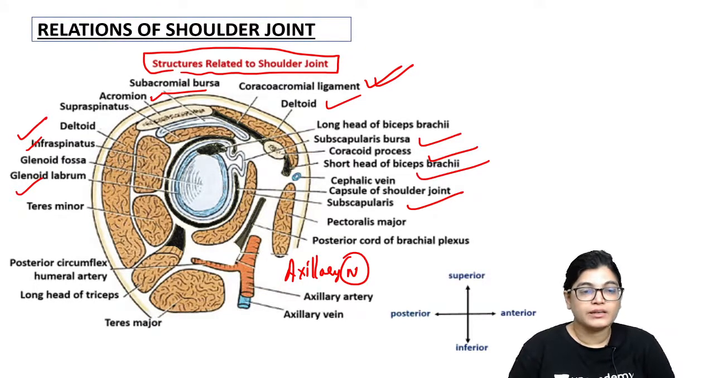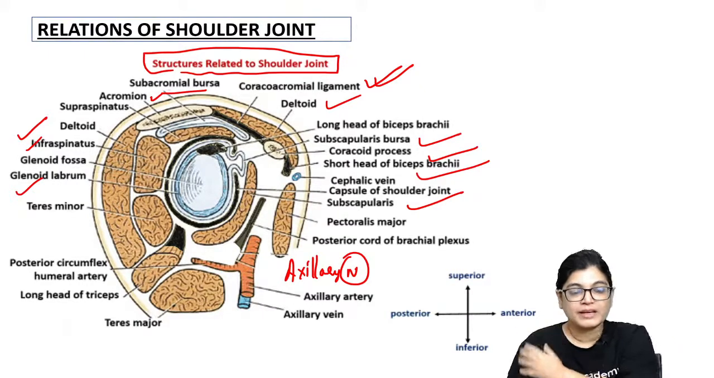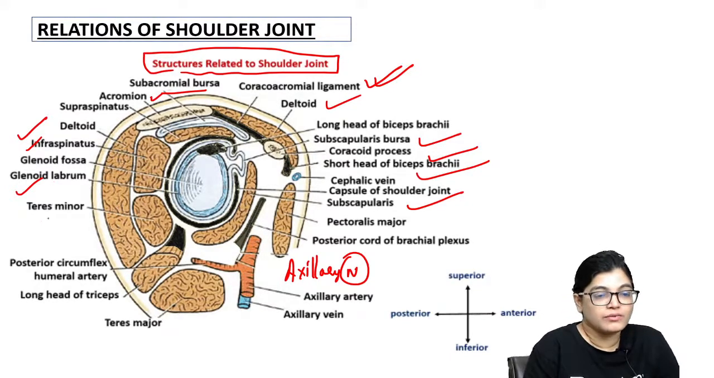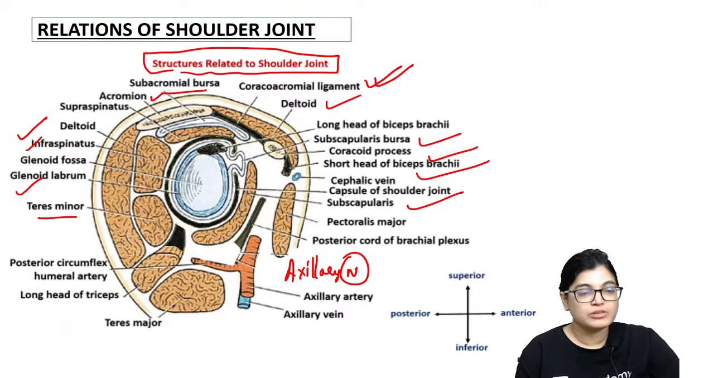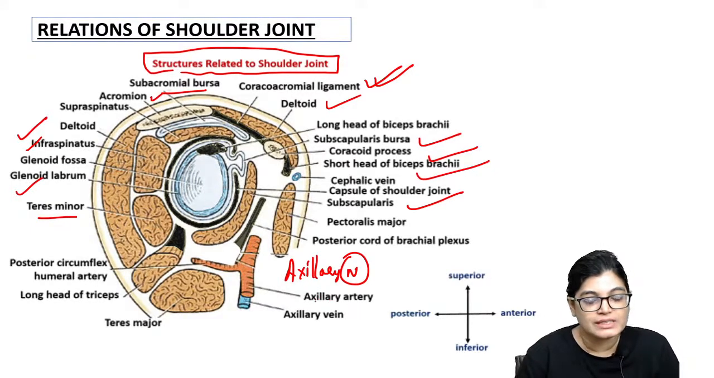One more thing you can appreciate is that the deltoid muscle is covering the whole of the shoulder joint anteriorly, superiorly and posteriorly. So these are the structures related to the shoulder joint. Inferiorly, the axillary nerve and posterior circumflex humeral vessels lie on the inferior aspect.